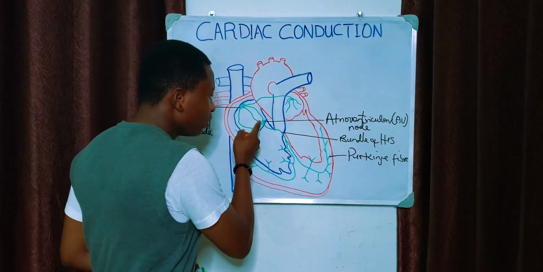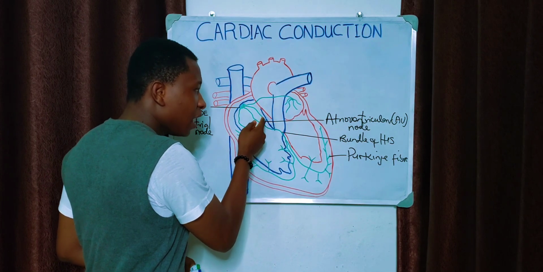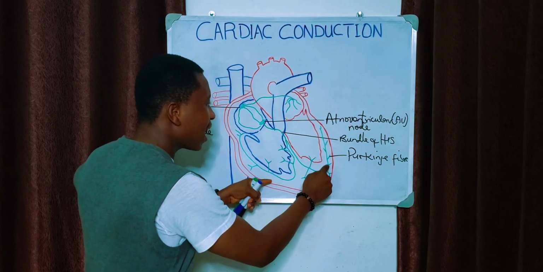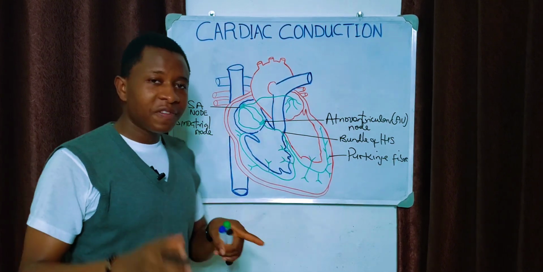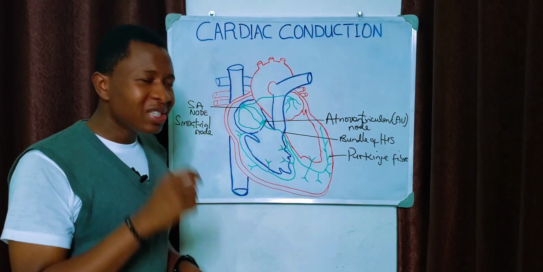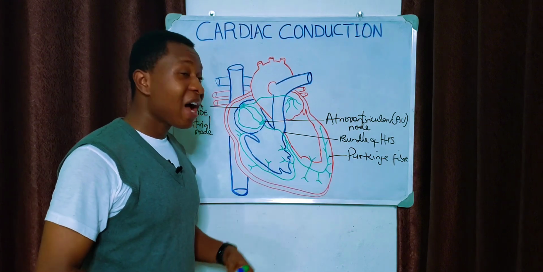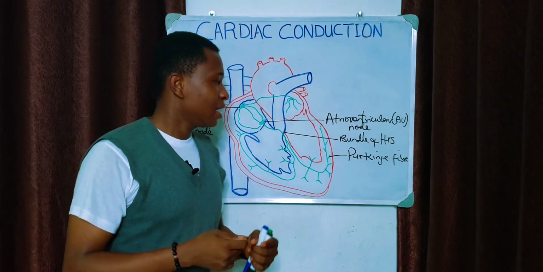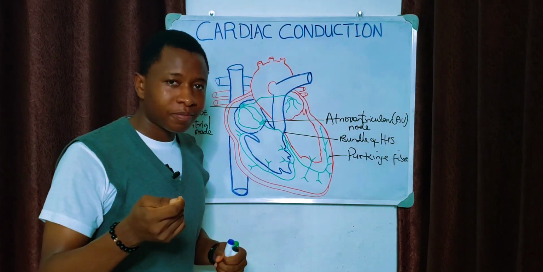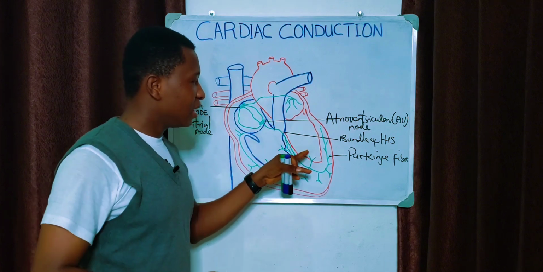Now, the electrical impulses travel from the AV node through the bundle of His and spread around the left and right ventricle. Now, you may want to ask, what is actually the function of the Purkinje fibers? These Purkinje fibers are extensions that make transmission of impulses faster, so it reaches every part of the heart.